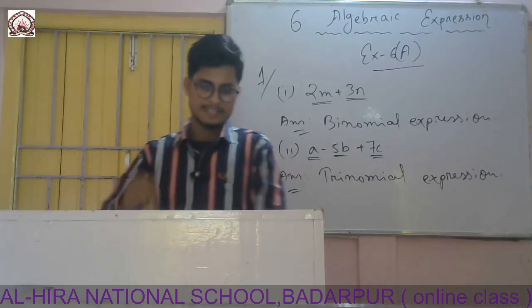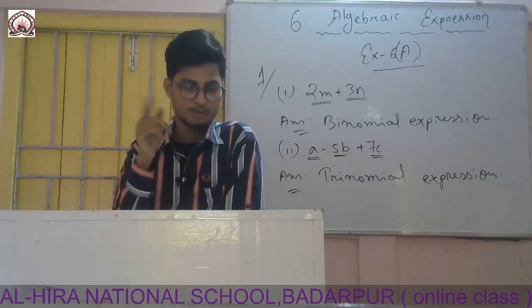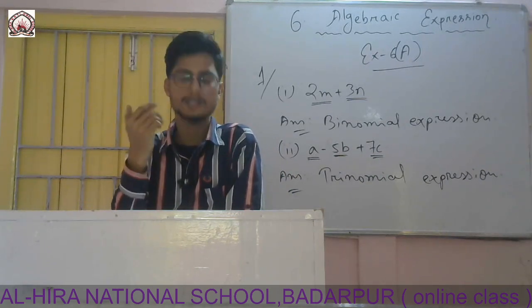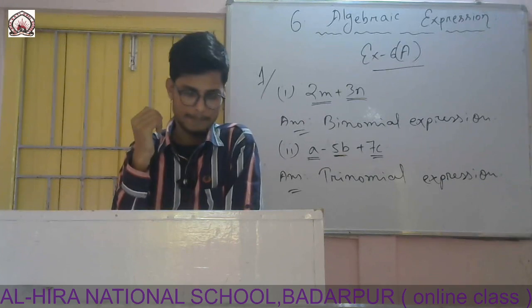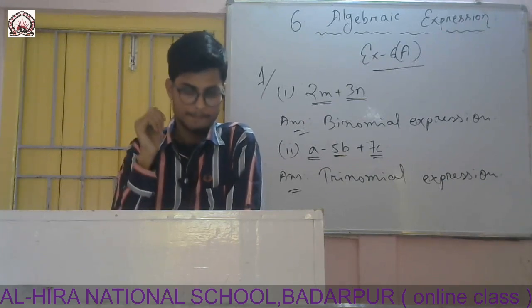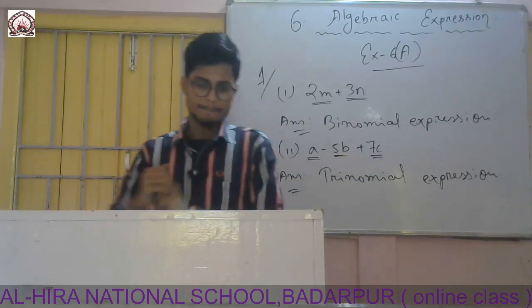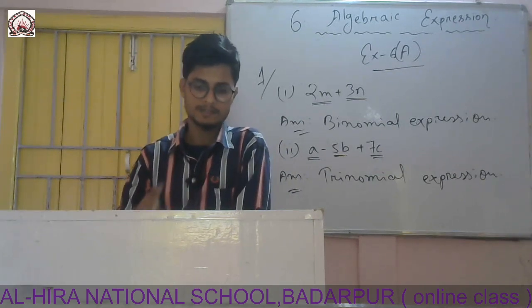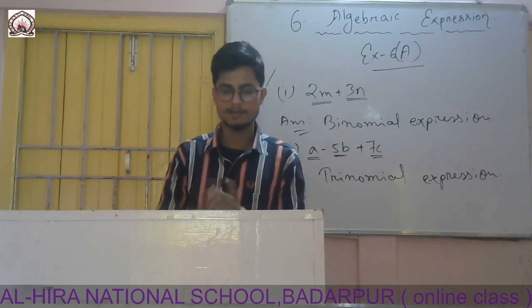Number 5, 7a square plus 2b square minus 4b. There are three terms, therefore it is a trinomial. Number 6, half x cube minus y plus z. So there are three terms, therefore it is a trinomial.